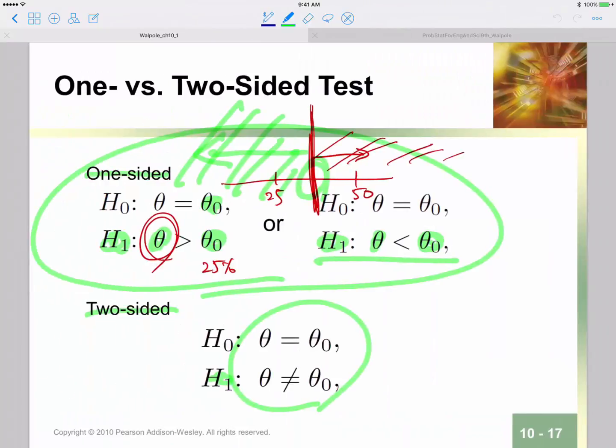Okay, so we talk about hypothesis testing in this chapter. At the end of the last class, we discussed this one-sided or two-sided test.